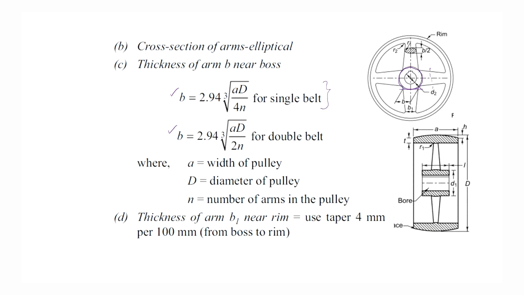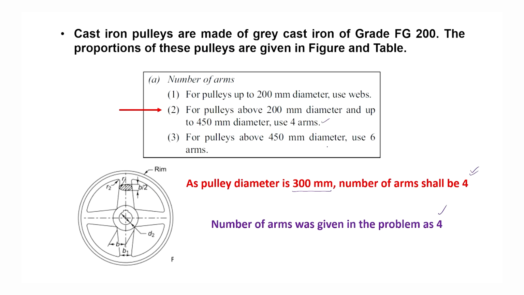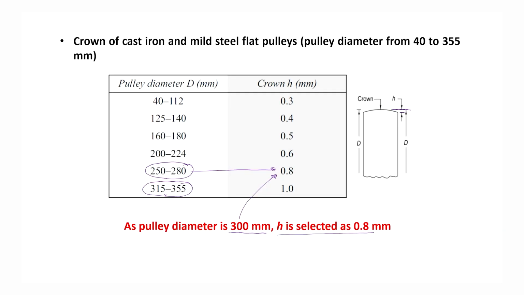So, near it, the thickness B can be determined from this one. In our case, the number of arms is 4, the diameter of the pulley is 300, and the width of the pulley can be determined knowing the width of the belt, which we studied in our first problem. So, knowing the width of the belt, you can find the width of the pulley from the table which says what should be the width of the pulley.